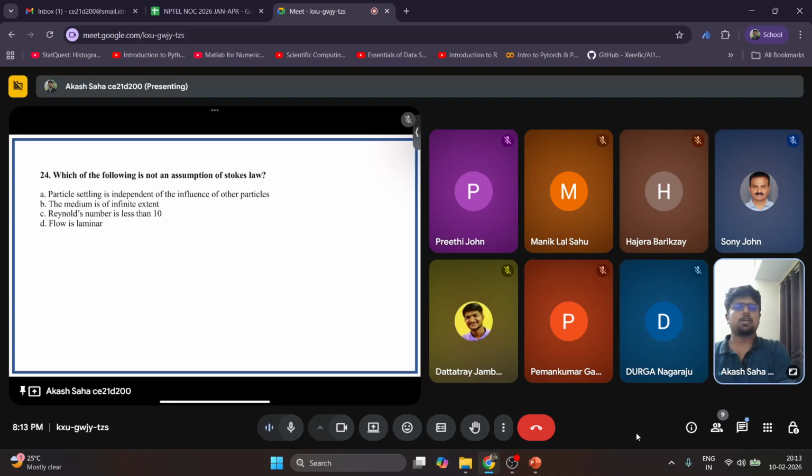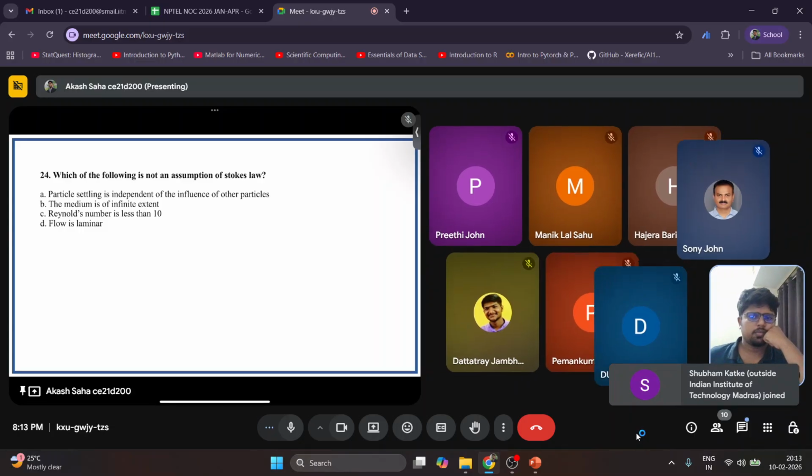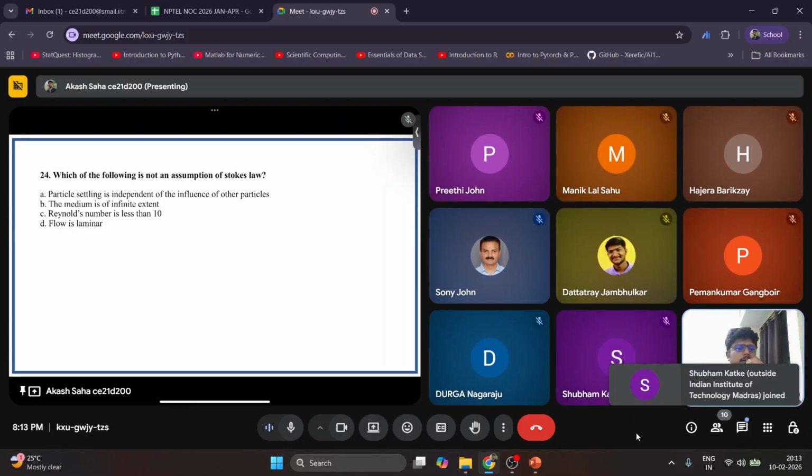Which of them is not an assumption of Stokes law? Any answer?